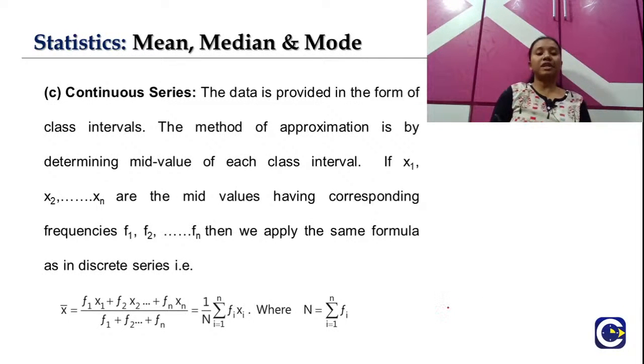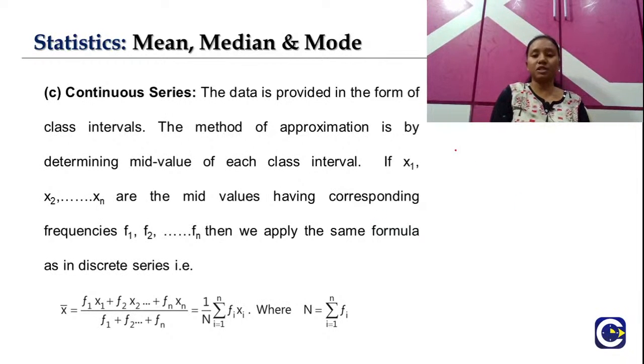Right, so let's see for the continuous series here. The data is provided in the form of class intervals. So that is the basic definition for a continuous series. The data will be provided in the form of class intervals. Right. So the method of approximation is determining the mid value of each class interval. So here we are going to approximate the given values in the form of intervals. So to do that approximation, we determine the mid value of each class interval.